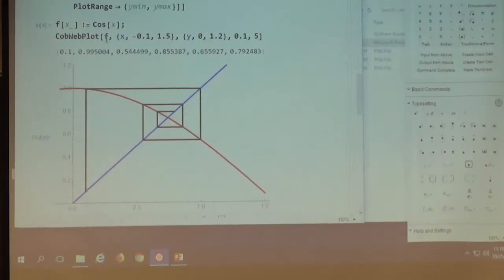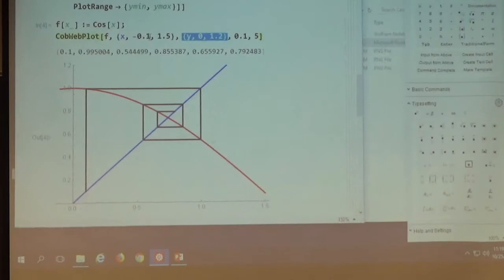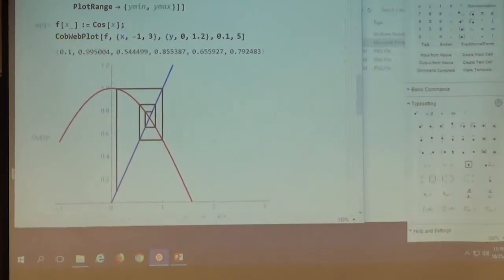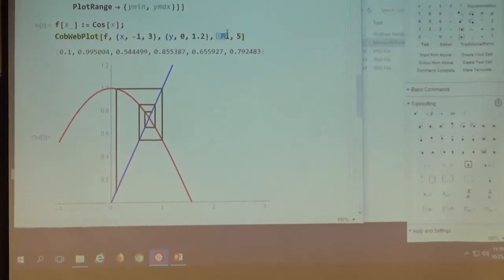What is the syntax? The first thing that goes there is the function name, cosine in this case. This is telling you the x window that you want. This is telling you the y window that you want. I could change those. I could put -1 to 3 here for the x window if I wanted to, and it would change the window. Now x is going between -1 and 3. This is the seed. That's x0, which I took to be 0.1. And then this is the number of iterations, 5.